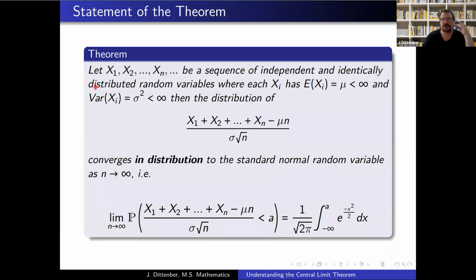So let's start with the statement of the theorem, like I mentioned earlier. It says, let x1, x2, up to xn and beyond be a sequence of independent and identically distributed random variables where each xi has expected value equal to a mean mu, which is finite, so it's less than infinity, and the variance for each of our random variables, xi, is sigma squared, which is also finite. So if this is true, then the distribution of, now look what we have here. We have the sum of this sequence of random variables.